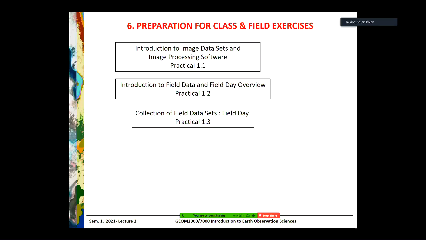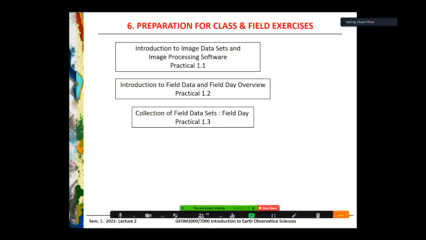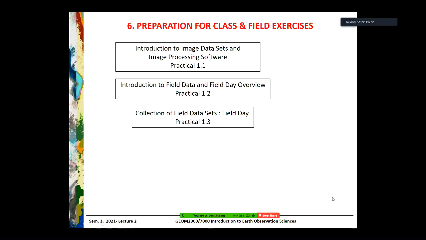Collecting field data and combining it with image data is an essential professional skill for people working in the geospatial fields or using geospatial data. You need to be able to figure out how to go and design collection of fieldwork, collect it, process it, and integrate it all together. So you're going to create some geospatial data for integration with your other data sets.